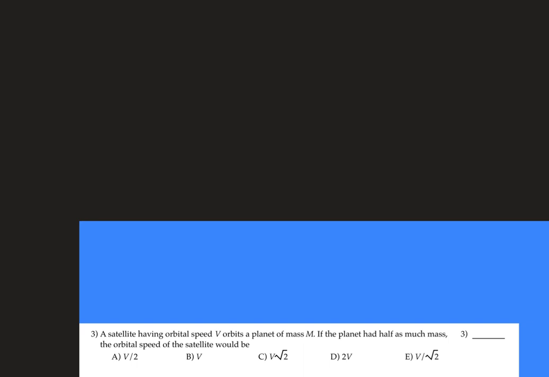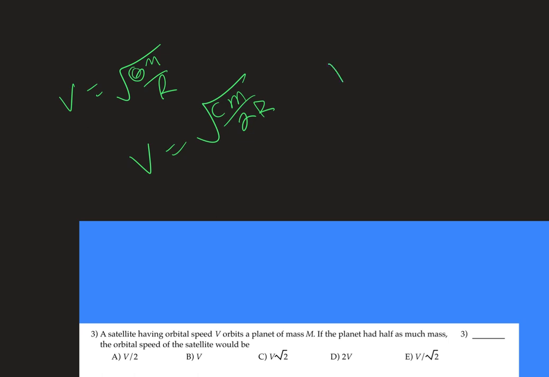So here we'd have velocity being the square root of gr over r. So that's the square root of gr over 2r, right? Which is equal to v over square root of 2. Yeah, square root of 2 is easy.